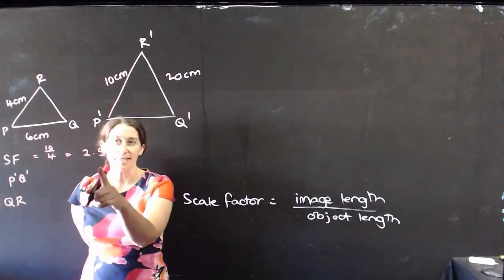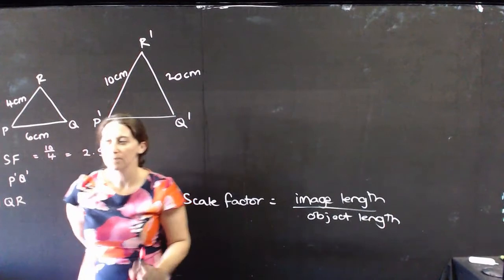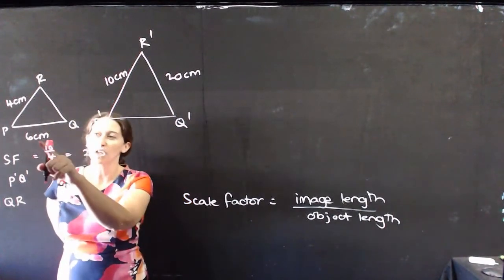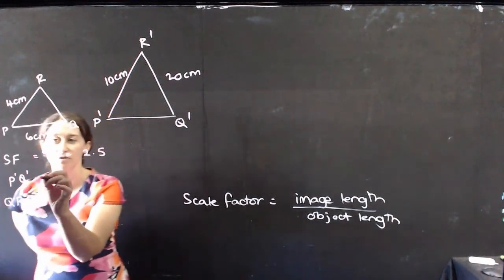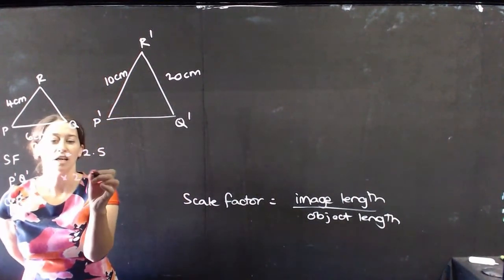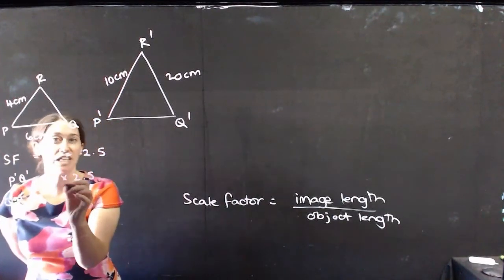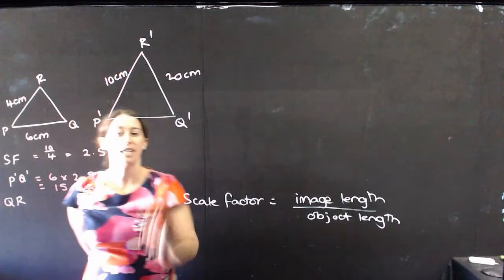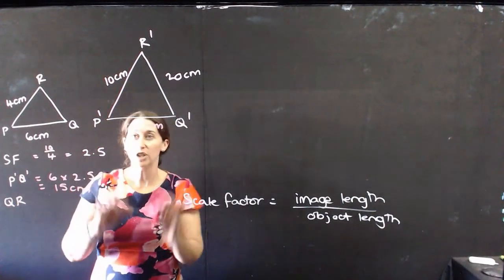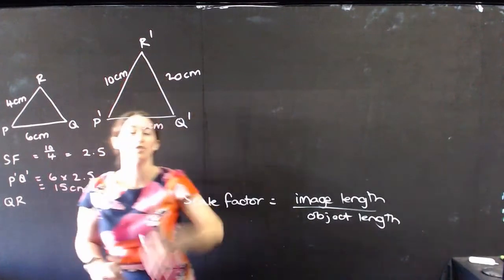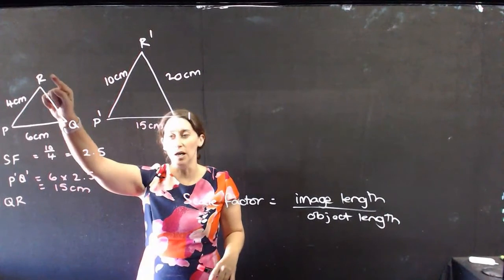We're going to use this scale factor to work out some lengths. I'm going to work out the length of P dash Q dash. So to do that, I'm going to do 6 multiplied by 2.5, and that will tell me the length of P dash Q dash. So 15 centimeters is the length of P dash Q dash. Now I can write that on the triangle, just so I've got a vision of what's going on.